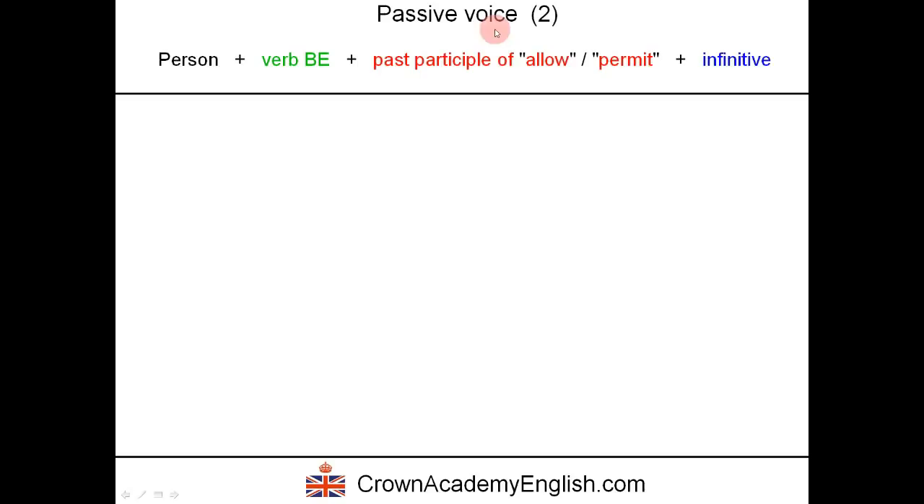And the second structure in the passive voice is we have a person, the verb be, followed by the past participle, followed by the infinitive. Example, you are allowed to smoke in the car park, or you are permitted to smoke in the car park. Person, the verb be. So here we have you, so second person. This could be singular or plural, doesn't matter. And are, so this is the second person, singular or plural.